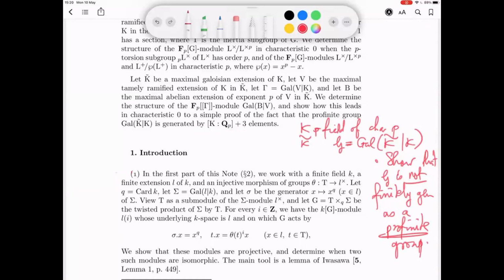Of course, it cannot be finitely generated as an abstract group. Even ZP is not finitely generated as an abstract group, because if an abstract group is finitely generated, then it's countable. But this is not countable. But we know that ZP is finitely generated as a profinite group: it's generated by 1, as an additive group, as a profinite group, not as an abstract additive group. Fine.